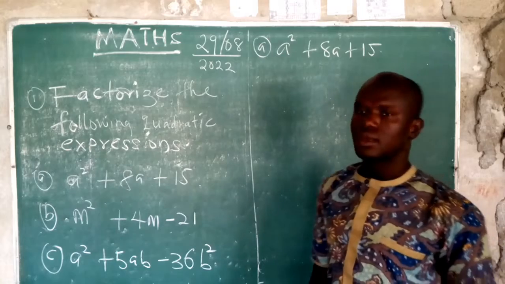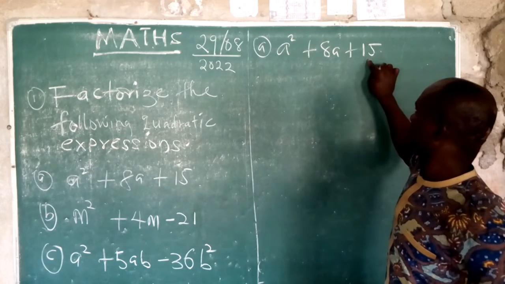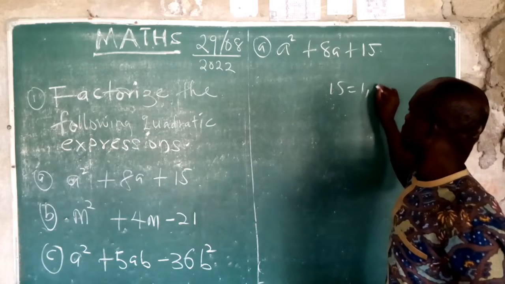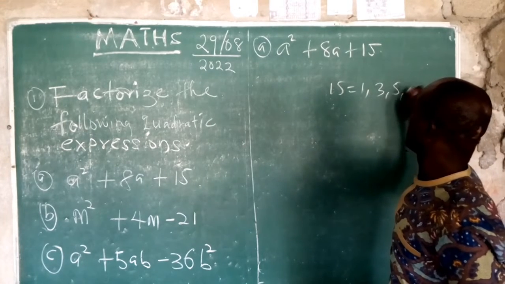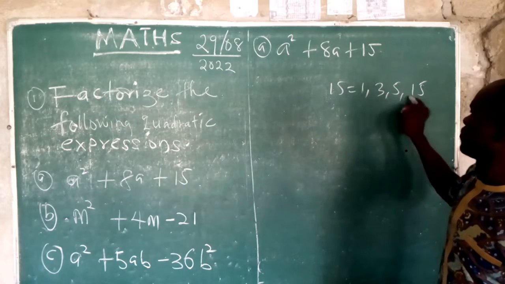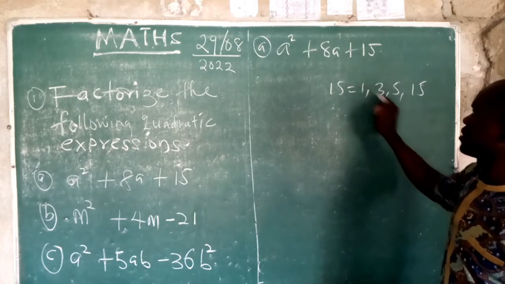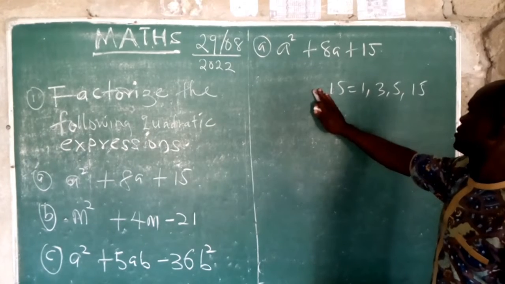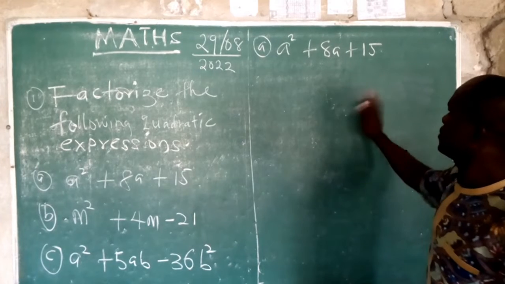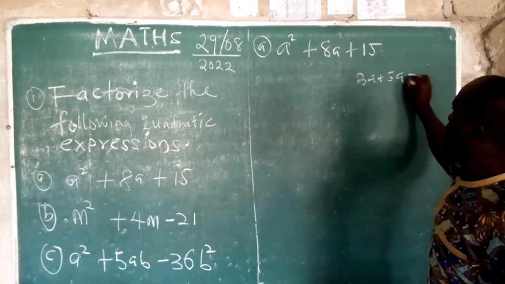Okay, we look for two numbers, the factors of 15. What are the factors of 15? We have 1, 3, 5, and then 15 itself. Then you look for the factors of 15 that, if you multiply, give us 15, but if you add or subtract give us plus 8a, and that is 3 and 5. Now 3 times 5 is 15, and then 3a plus 5a will give us 8a.